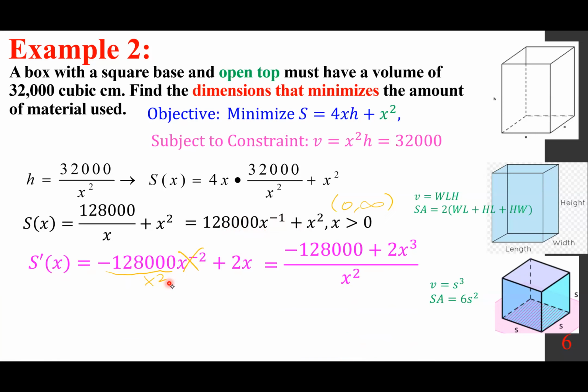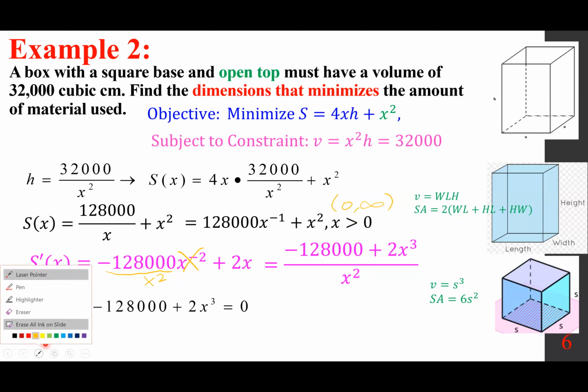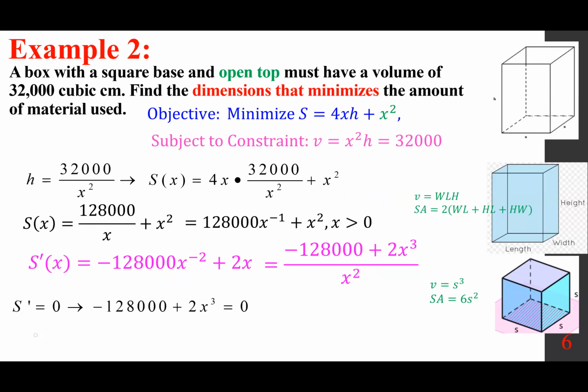A fraction is 0 when the top is 0. A fraction is undefined when the bottom is 0. The bottom 0 gives you x equals 0, which is not in the domain. The top is 0, which means 2x cubed is 128,000. X cubed is 64,000. X is the cube root of that number, which is 40 centimeters.